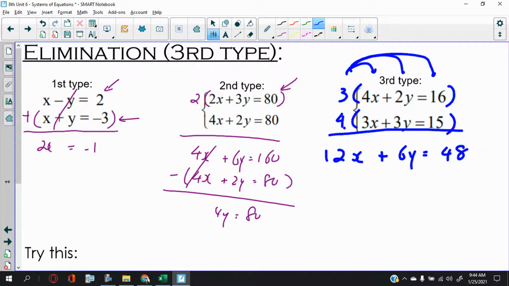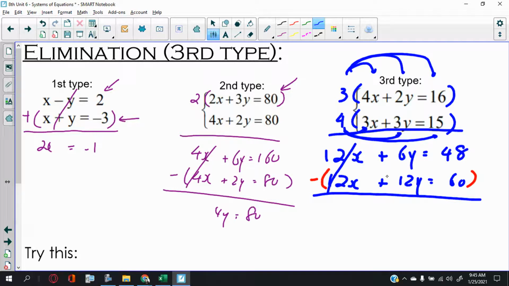Here I also get 12x. So I'm literally distributing. So 4 times 3, that's 12x, plus 4 times 3, that's 12y. 4 times 15 is 60. Now, look at this. See that? Here I can just straight up subtract. See that? These cancel out. 6y minus 12y is negative 6y. And then 48 minus 60 is negative 12. And then so on and so forth. You solve it. So here you got that.